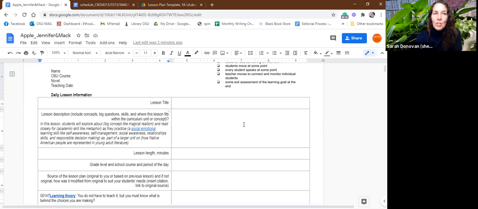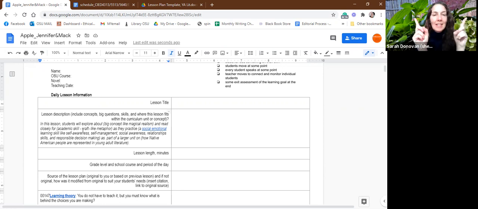So the lesson description is: the students will explore a big concept like memoir, like historical intergenerational trauma, like magical realism, like speculative fiction or something. And they will read closely for an academic skill. This is where the craft comes in. So you can choose craft, imagery, figurative language, metaphor, dialogue, punctuation, any of the things that you'd selected.